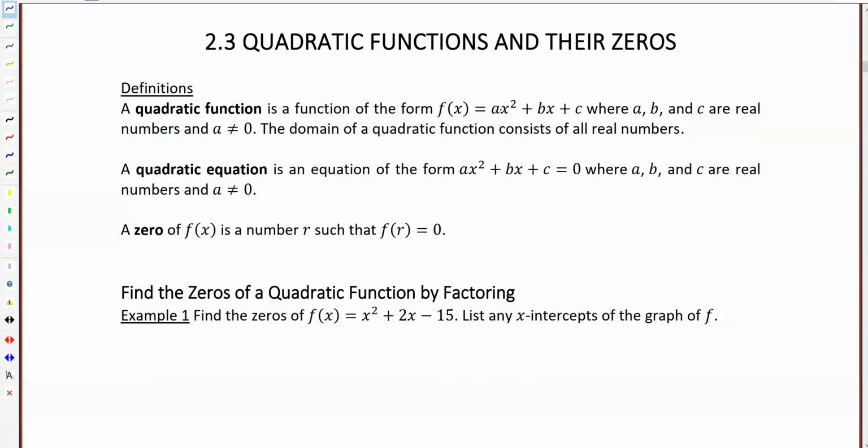Now, a quadratic equation is an equation of the form ax² + bx + c = 0, where a, b, and c are real numbers, and a is not equal to 0.